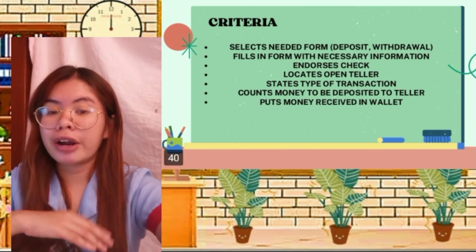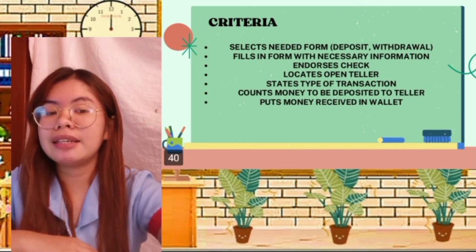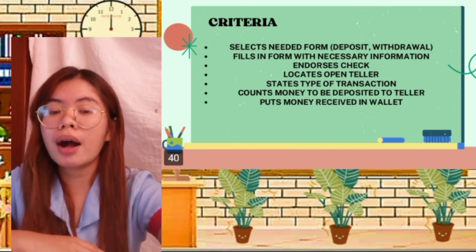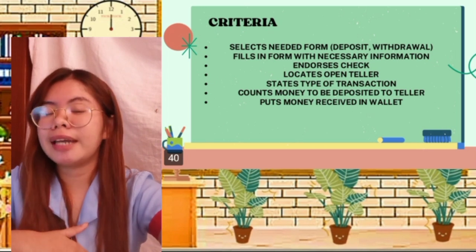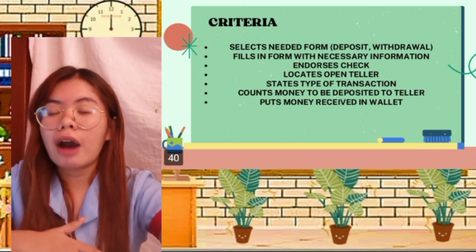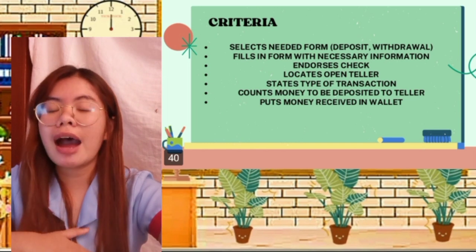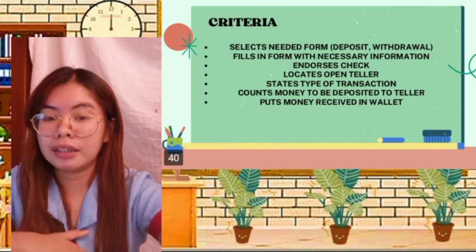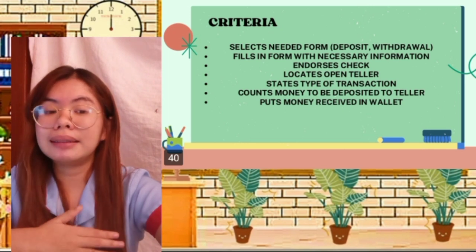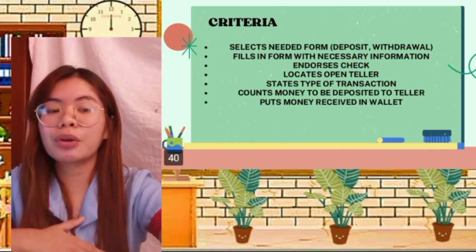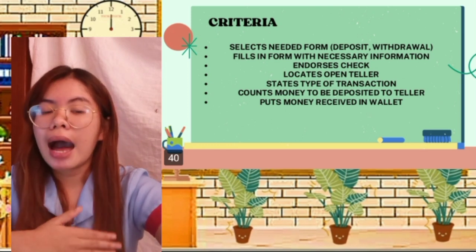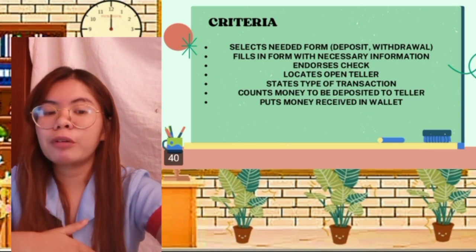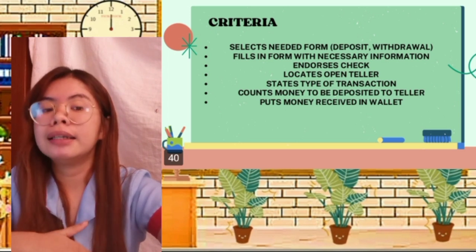So, first is selects the needed form, deposit or withdrawal, fills in the form with necessary information, endorses check, locates open teller, states type of transaction, counts money to be deposited to teller, and puts money received in wallet. So if students meet these criteria, then they have performed well on the task and thus have met the standard, or at least provided some evidence of meeting the standard.